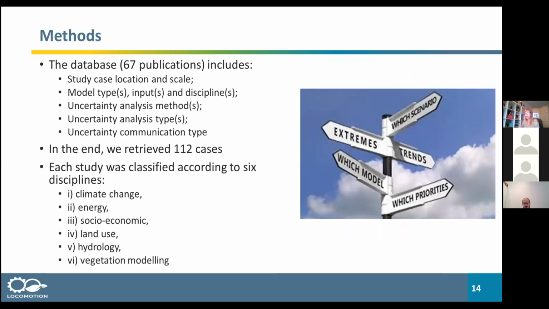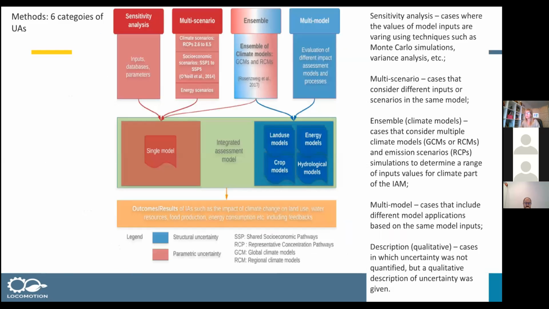From those, we selected 67 because they all needed to have a case study, model type, input disciplines, different specifications, and the uncertainty analysis. And we classified them by 6 disciplines: climate change, energy, socioeconomic, land use, hydrology, and vegetation. We then classified them into different uncertainty analysis methods. In red are the parametric uncertainty methods, and in blue are the structural uncertainty methods.